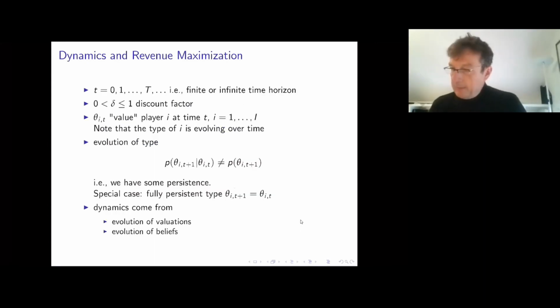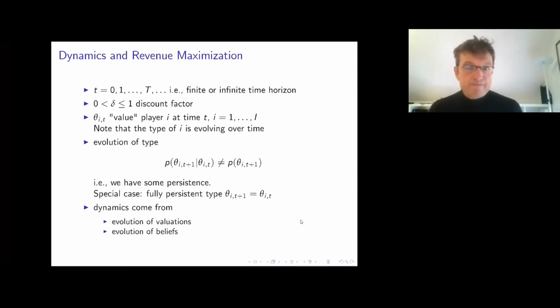Okay, so let me remind you a little bit about the settings that we already had in the past lecture, but that we're going to maintain. So we're going to think about a dynamic problem. That means it includes time that evolves in discrete steps with either a finite or an infinite time horizon. There's going to be a discount factor that we again denoted by delta. And we want to think about theta_t as the value of the player at time t. So this is his private information. This is what he uses as his value.